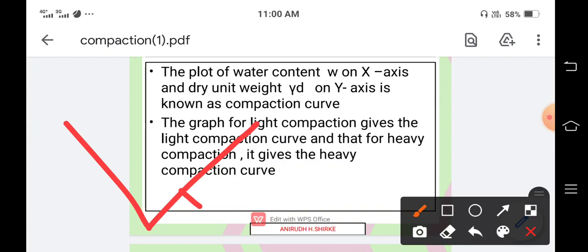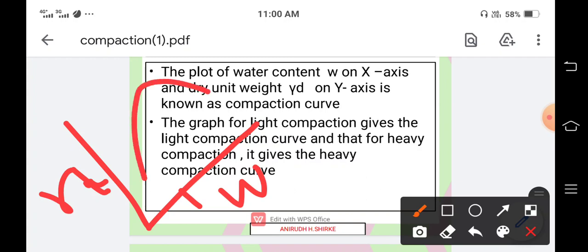Okay, so water content we plot on the x axis, dry density rho d or gamma d on the y axis, and once you plot this curve, it is called a compaction curve. That is a plot of water content on the x axis and dry density on the y axis, which is called a compaction curve. Note that the compaction curve for the light compaction test is called a light compaction curve, and for the heavy compaction test it is called a heavy compaction curve. Heavy compaction test is nothing but the modified Proctor test.